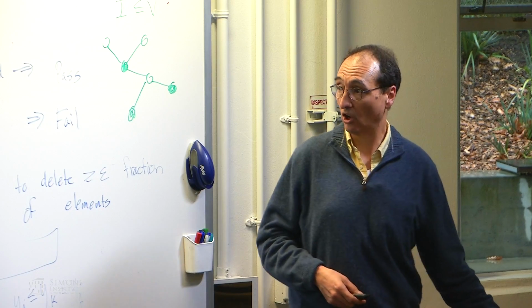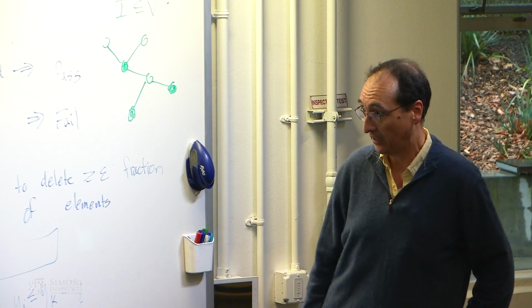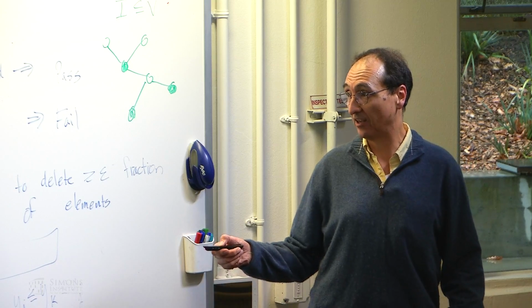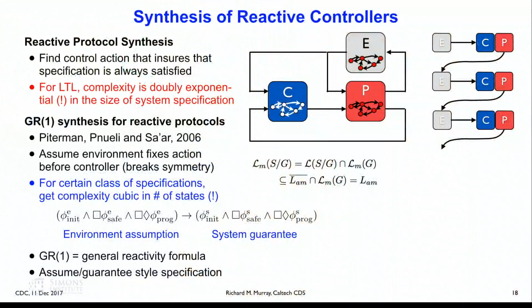Okay, so this is called GR1, general reactivity. It is an assume-guarantee style specification, right? Like my contracts: under the assumption the environment does this, the system will guarantee this. So we can also use this to synthesize things between the layers. In other words, the environment might be the layer above me, or the environment might be the other players in the game. So it fits in that kind of framework.